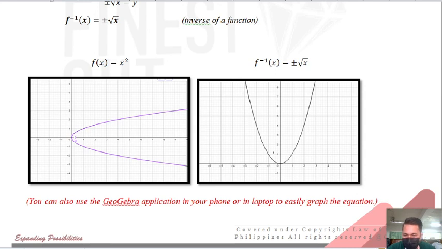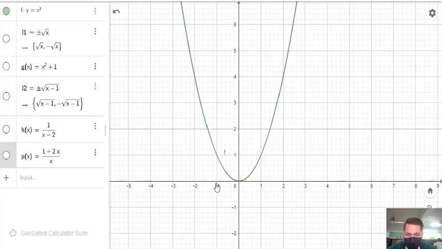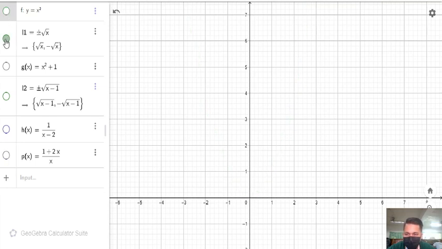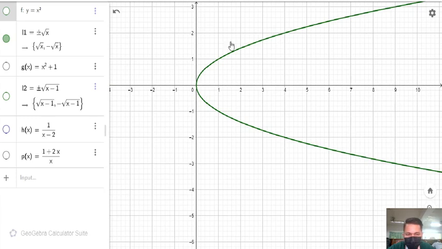So, here is the GeoGebra app. We're going to look at this. You just need to input the given function. Let's say x squared. So lalabas na dyan yung graph ng x squared. This is the original function, right? And the inverse of that function is this one. Positive, negative, square root of x.